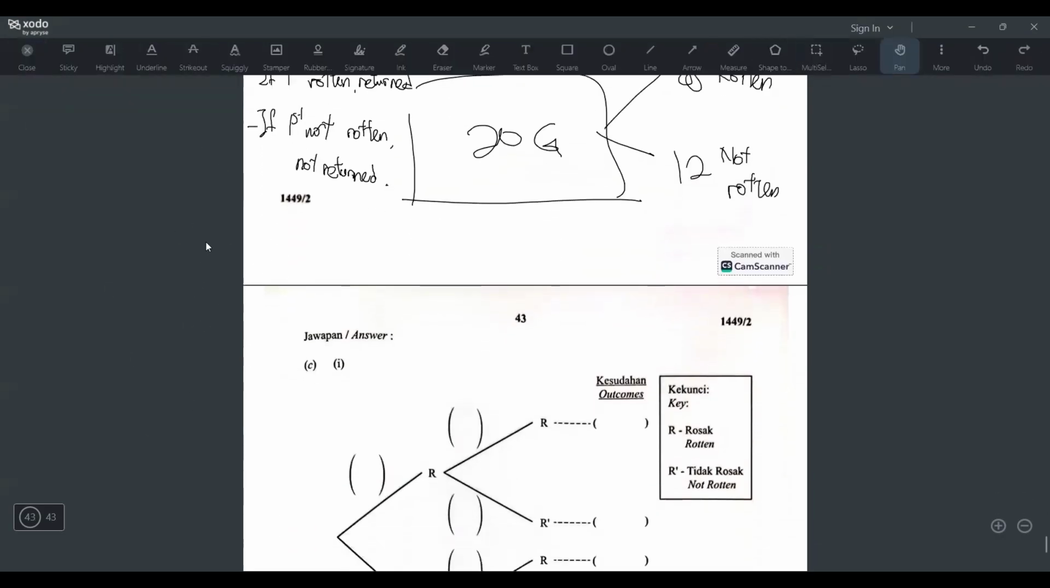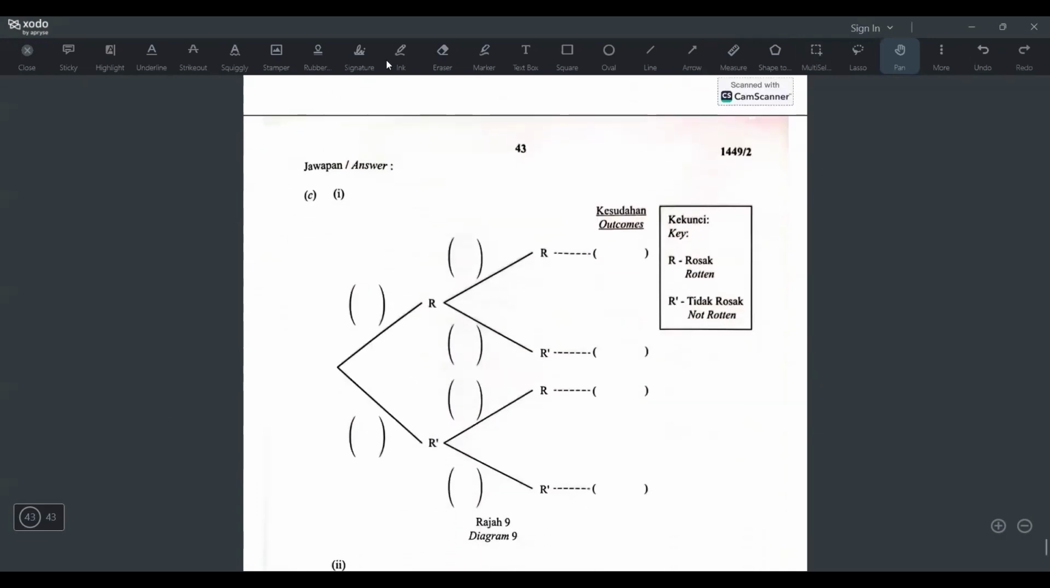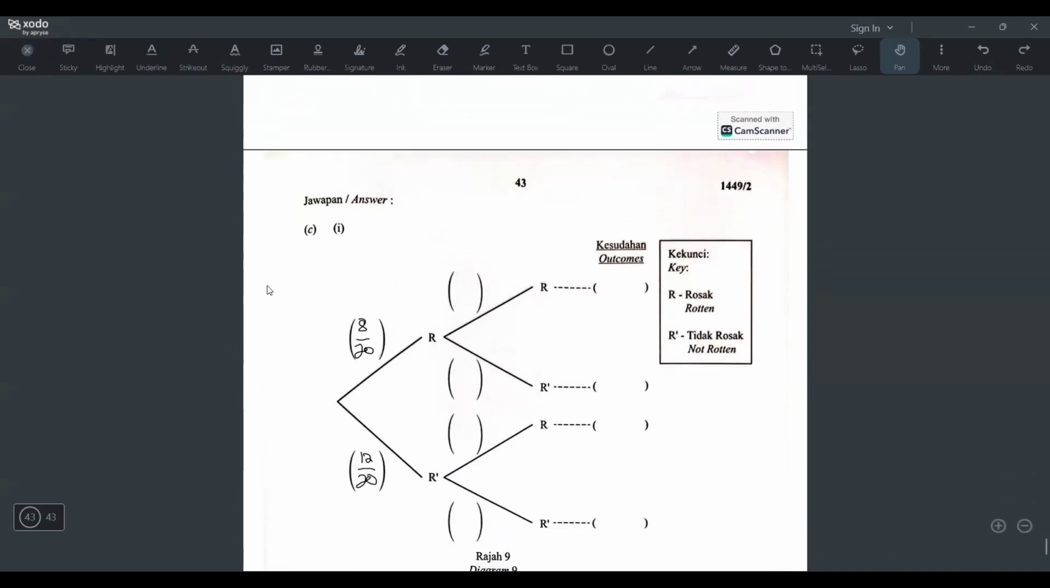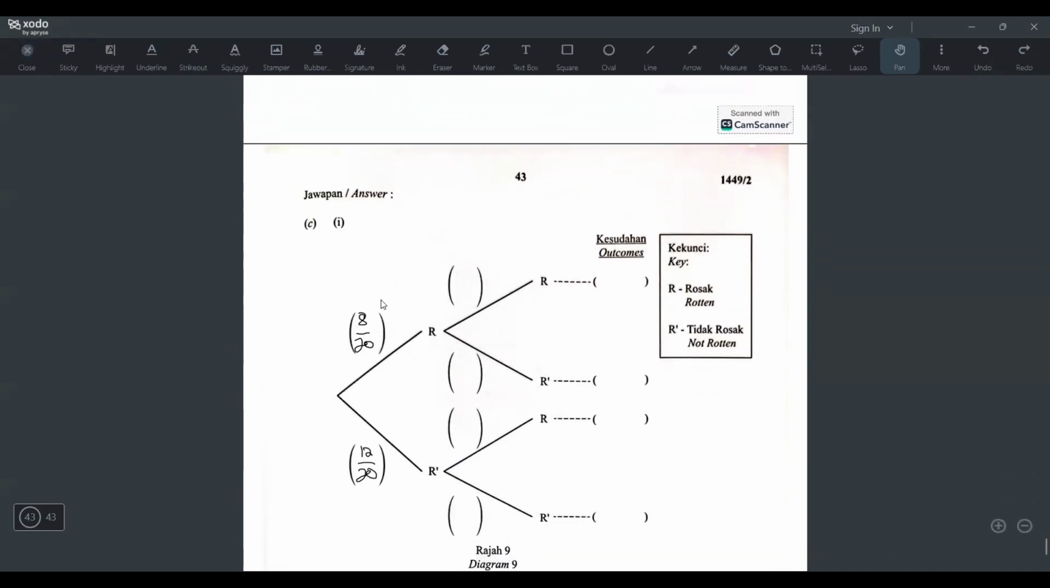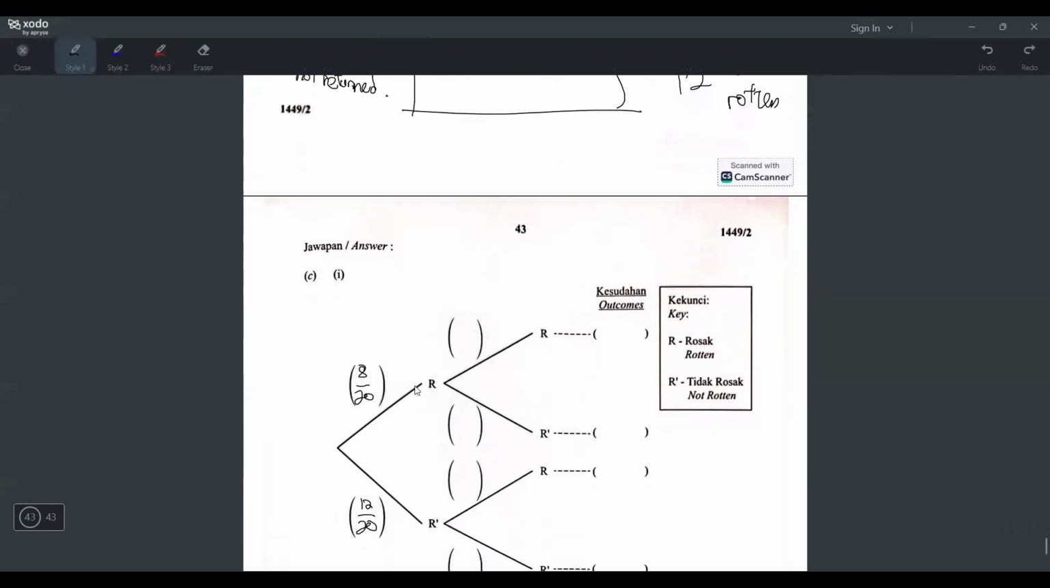So I will start to write the probability. Okay, the probability of first rotten mesti 8 over 20 one. This one confirm. 8 over 20. And then this one confirm is 12 over 20. Okay, I know this one can potong, can simplify, right? But I recommend don't first. Okay, saya tak mau potong dulu sekarang. Because if I potong now, later it will be confusing. So for now, I don't want to simplify first. I'll just write like this. Okay, now let's think about it. If first rotten, R means rotten, rosak.